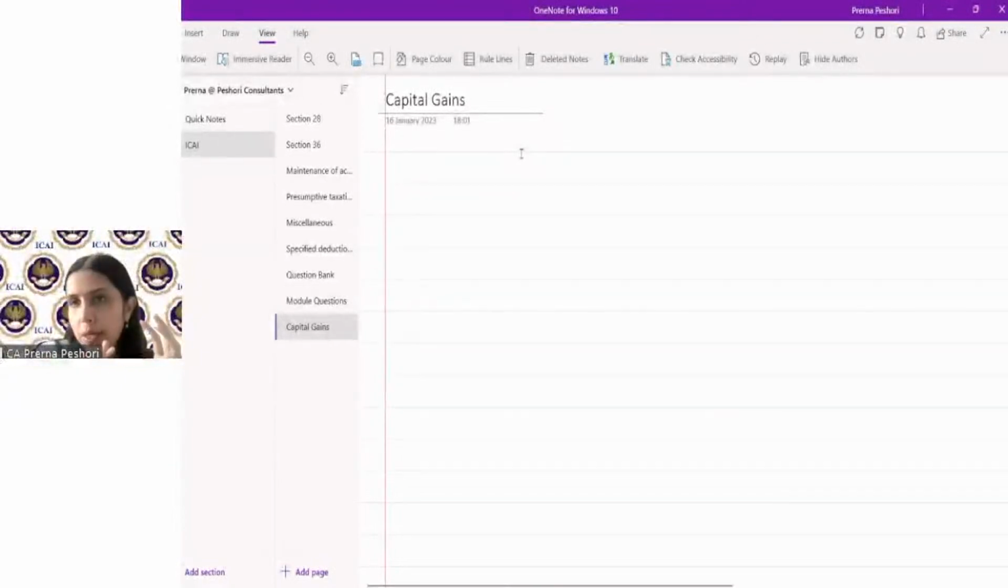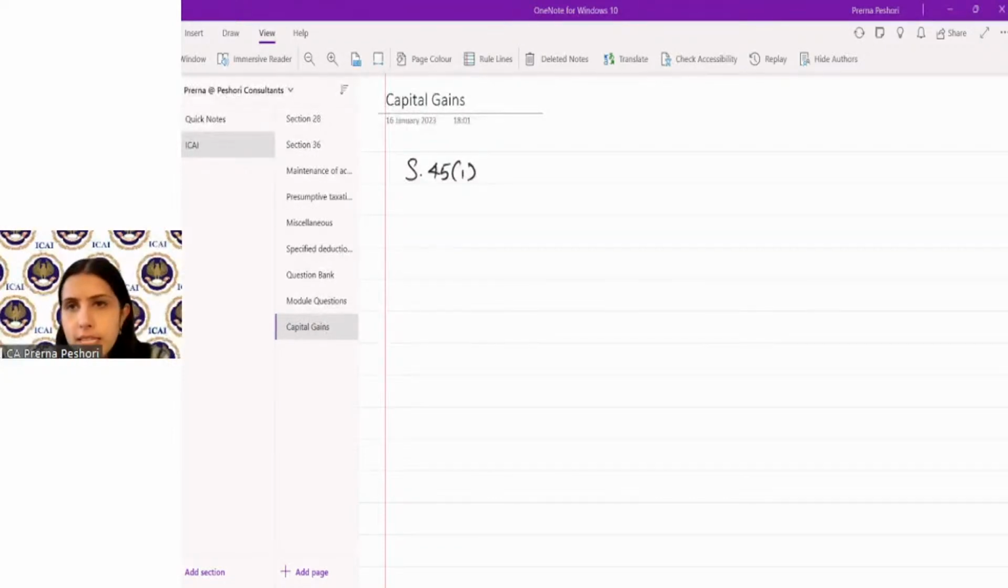Like in PGBP, we had the charging section under 28, the general charge, and then we had the specific charge, right? Similarly, you would now observe in capital gains as well that there is a general charging section and then a specific charging section. So let's quickly start with it. Section 45 of the capital gains is the charging section, and 45 clause 1 is the general charge.